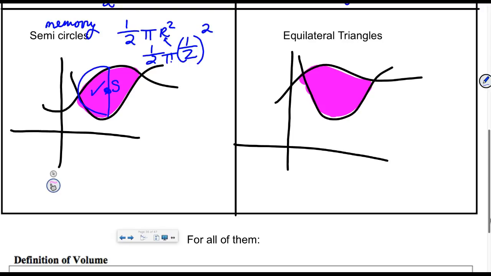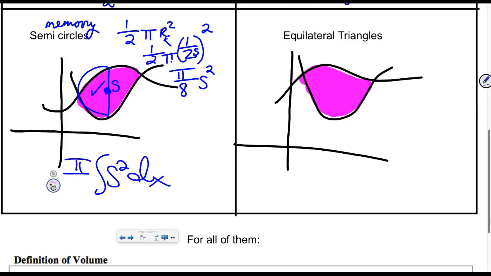Well, when you clean that up, what's in it for sure? Pi. Agreed? What's the remaining fraction? 1/8. So the multiplier that comes out front, and again, this was a 1/2 S, sorry, is pi eighths. So again, you're going to integrate side squared, but you'll have a pi eighths out front.